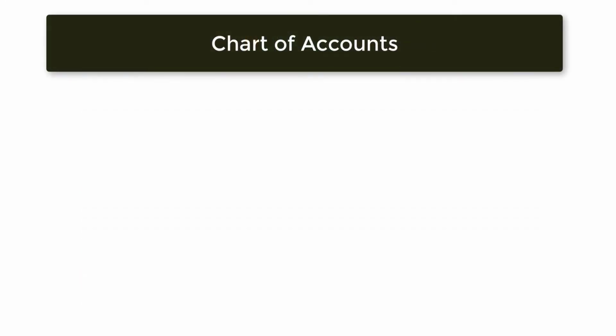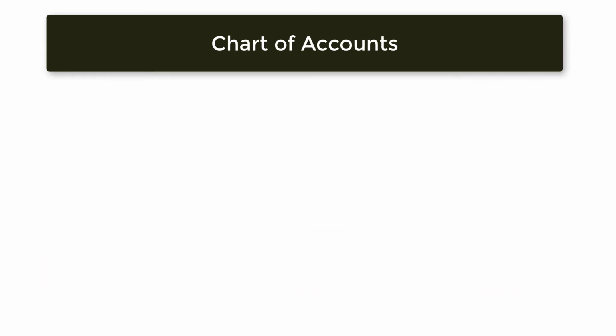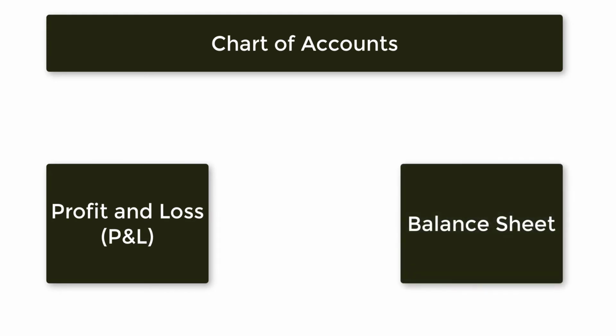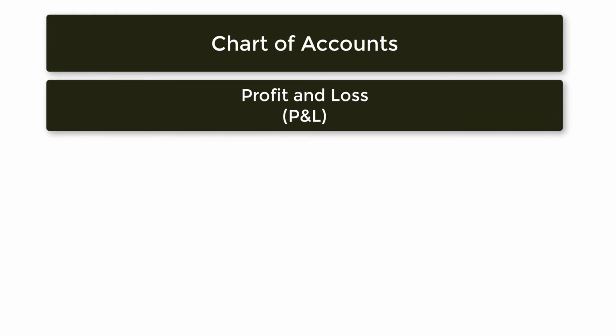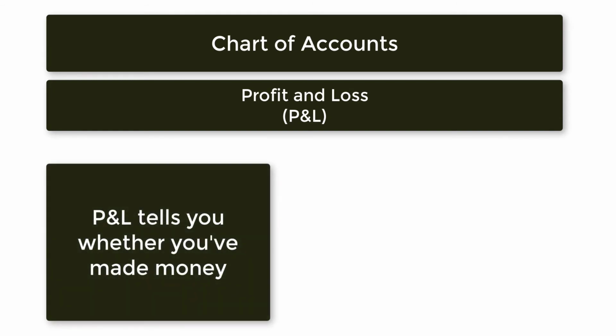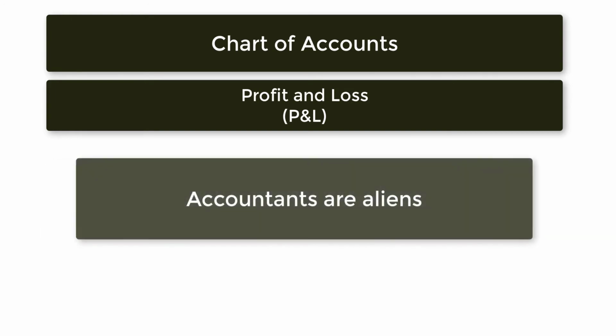So first things first, a chart of accounts is just a list of any buckets you use to differentiate one transaction from another. If we back up a step, all of your transactions will impact either the profit and loss statement or the balance sheet or both. The first mistake people tend to make is assuming that the P&L tells you whether you've made money or not. We'll get into this more in the reporting section, but it doesn't. It tells you whether your income was greater than your expenses. It sounds like the same thing. It isn't. This is why people think accountants are aliens.